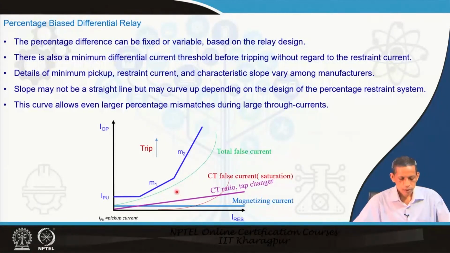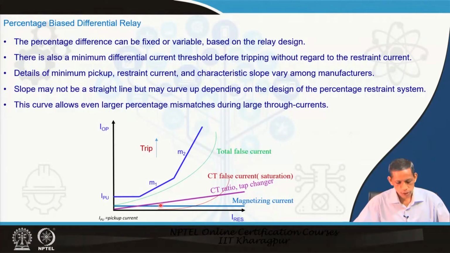Now, note how to decide this m1 and m2, or this characteristic above which it trips and below which is the restraint region. To start from the very basic one, the magnetizing current, we have a magnetizing current of 2% or so for a transformer. Let us consider CT ratio mismatch. It means more current through the two CTs, so the corresponding differential current becomes more.